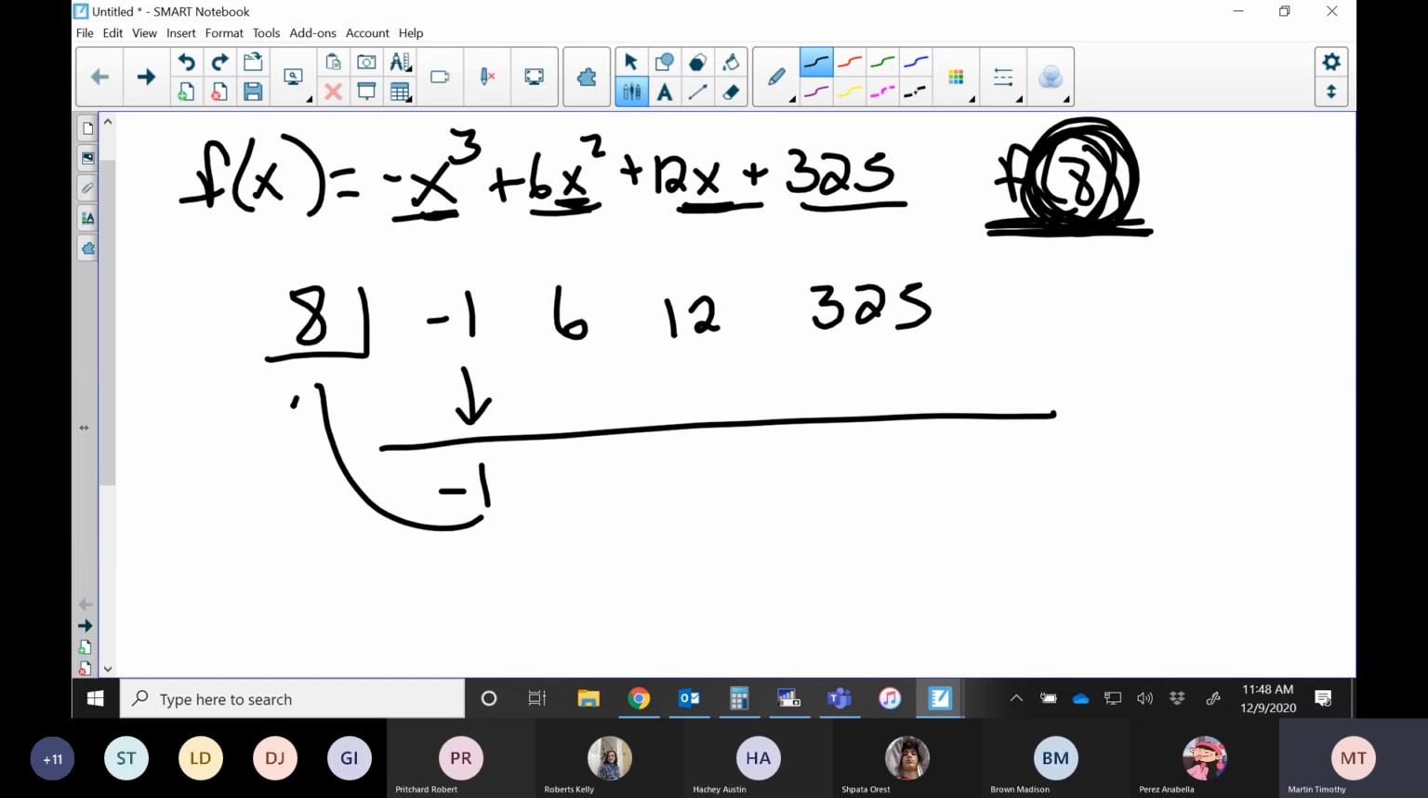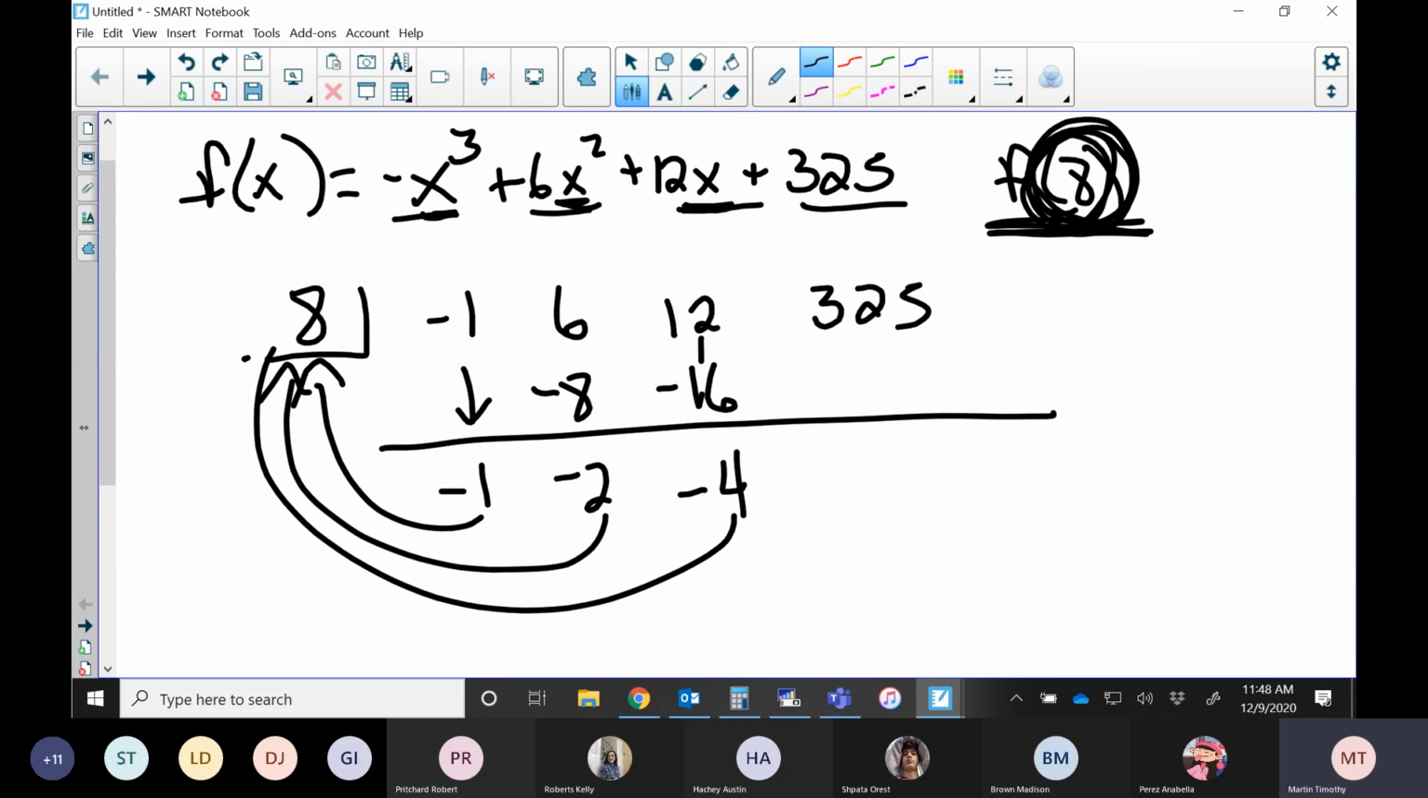-1. -1 times 8 is -8. Combine, -2. -2 times 8 is -16. That goes here. Combine, that's a -4. Multiply here, you get a -32. When you finally do this, you get a 293.